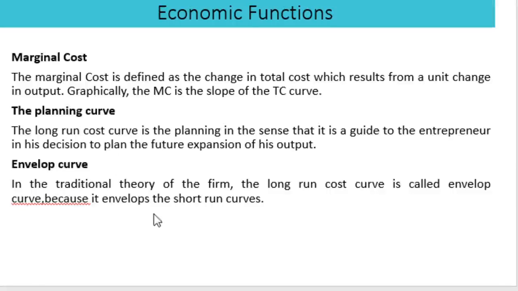Another one is marginal cost. Marginal cost is defined as the change in total cost which results from a unit change in output. It is the slope of the total cost curve. That is, marginal cost is the change in total cost as a result of the change in unit output.